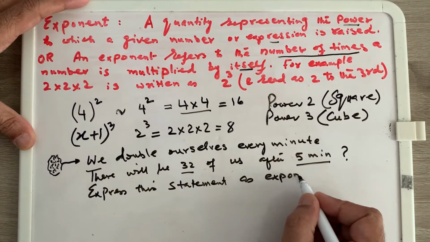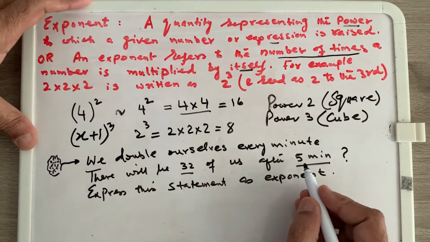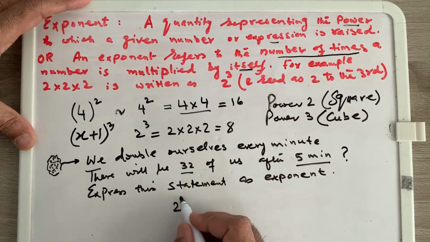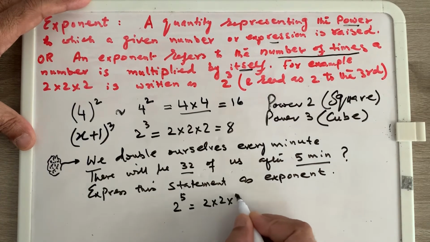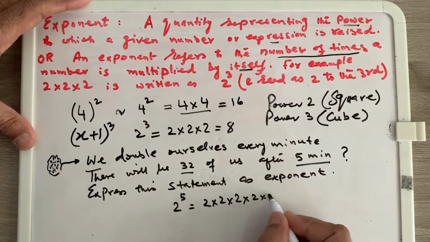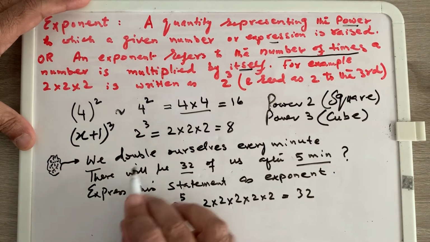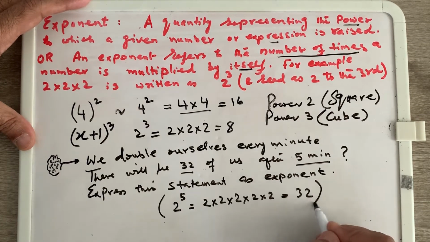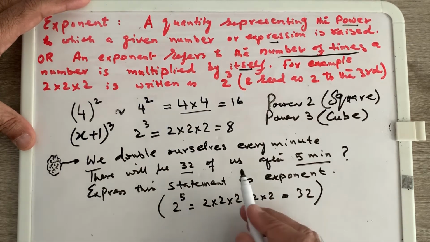So as it is clear from the definition, they are doubling themselves. Doubling itself means it's times by itself, and times by itself after 5 minutes. That means after 5 minutes they should be 2 times 2 times 2 times, like you have to multiply it by itself 5 times, and you will get 32. So you express that relationship which is given here as an exponent function. So this is your answer. If the question is asked, we double ourselves every minute, there will be 32 of us after 5 minutes.